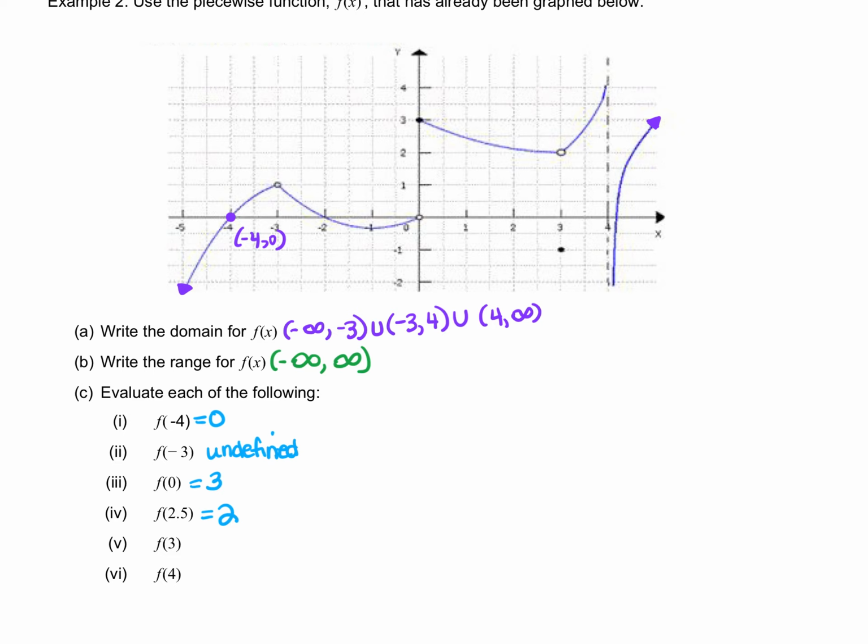Okay, how about f of 3? I look up here and I see an open circle and I say, okay, it's undefined. However, don't forget to look everywhere where x is equal to 3, because we actually do have a point when x is equal to 3, and the output for that point is -1. And then finally, f of 4. Anywhere I go when x is 4, I'm not going to get an output because there's a vertical asymptote there. We learned in our previous unit that a vertical asymptote cannot ever be crossed, which means we will never have an output at an input of 4. So that's another one that will be undefined.